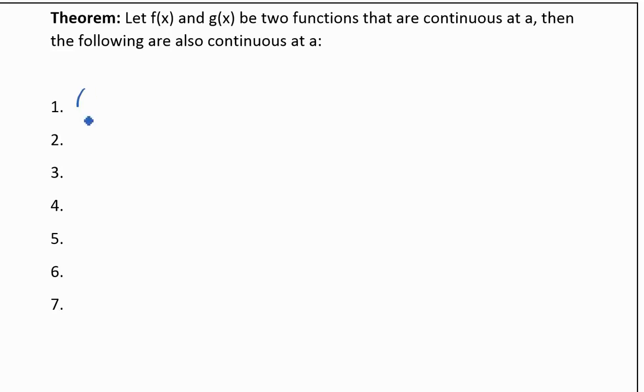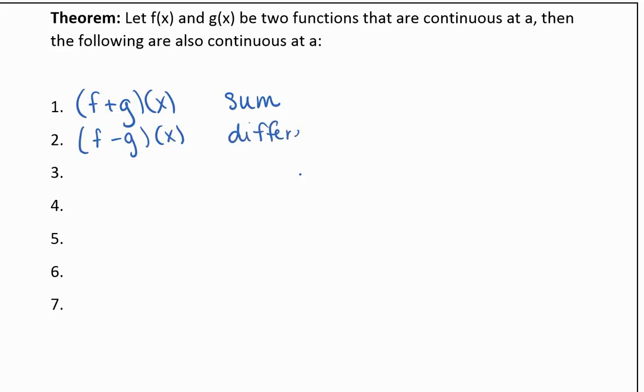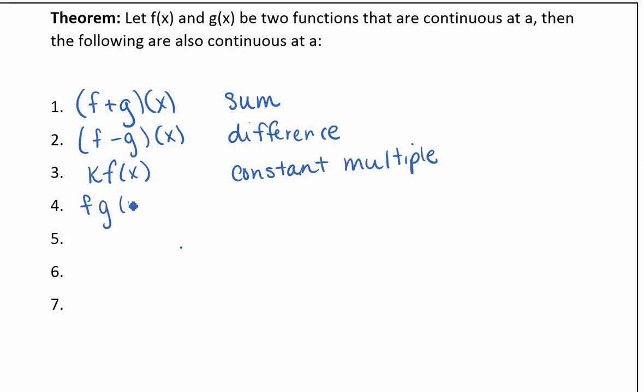So we can do f plus g of x, and that will be continuous at a, so we can take the sum of two continuous functions and it will still be continuous at that value. We can do f minus g of x, so we can take the difference. We can do a constant, a number, just like 5 or 7 or whatever, times our function. So this is called a constant multiple, and it will still be continuous at a. We can actually take two functions and multiply them together, so f times g of x. So this is their product.